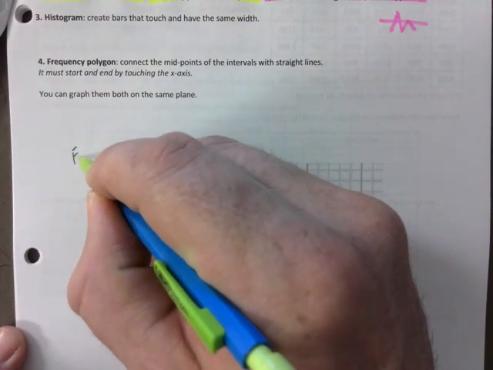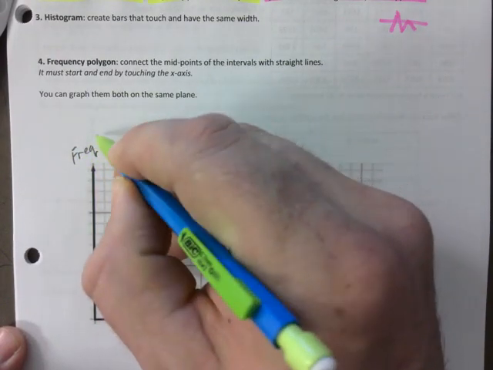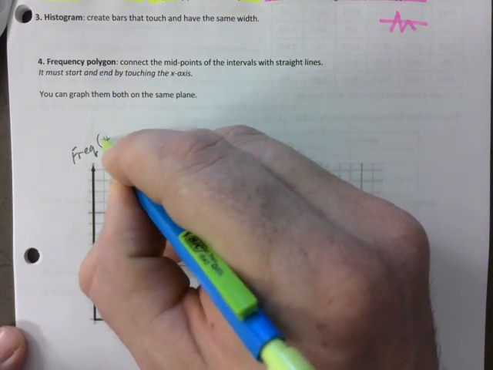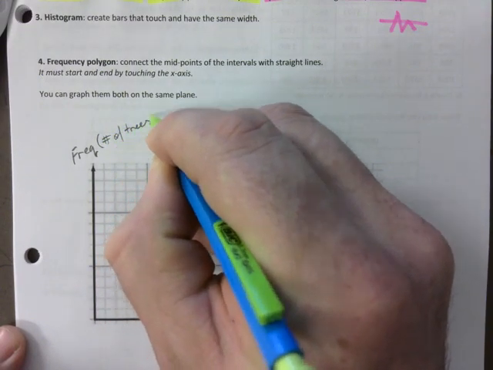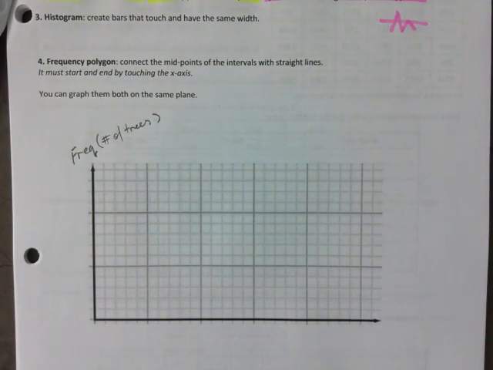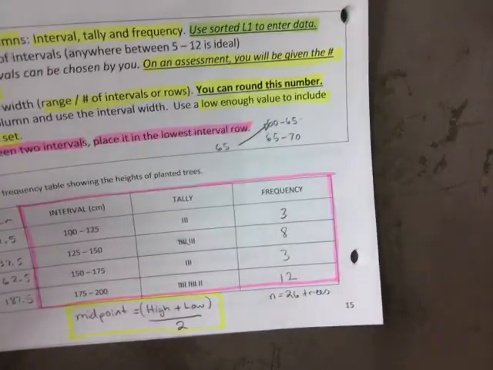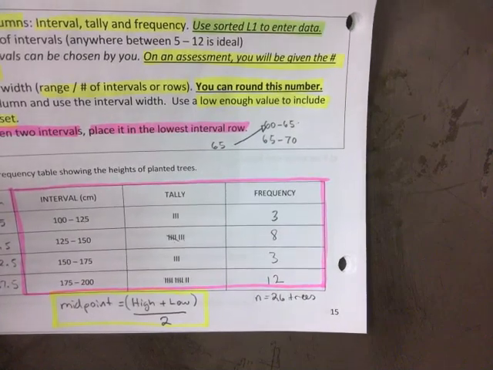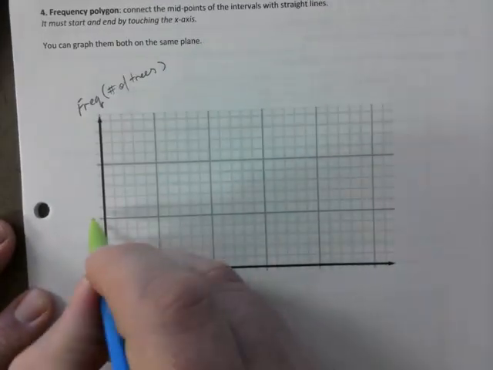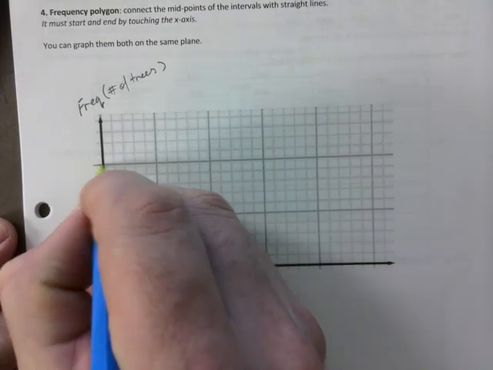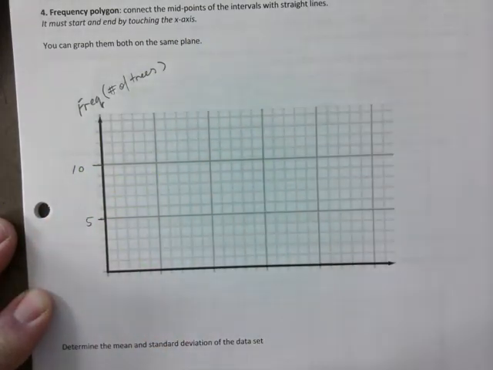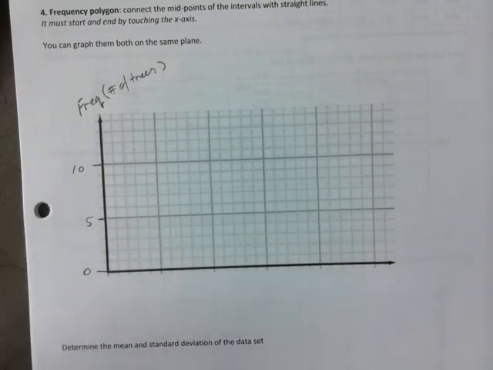Here you have frequency. And frequency for us is number of trees. In this case, how often is a tree between a certain height? That goes there. What is our highest number for frequency, folks? Let's go to that table real quick. You see that? The highest number we have is what, 12? So if we go up to 15, we're doing fine, correct? So this will be 5, 10, and then we'll just leave the rest as is. We can put 0 there, it doesn't hurt.